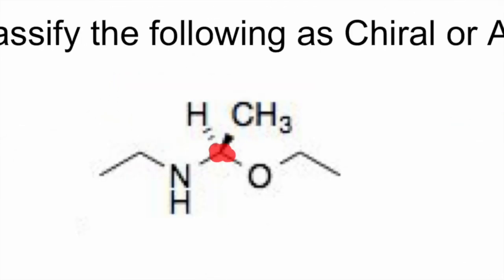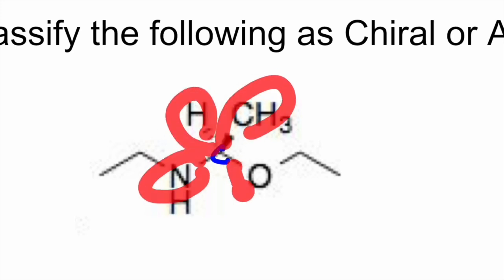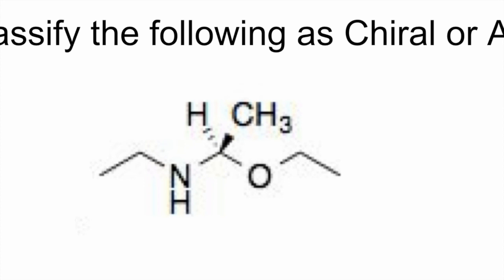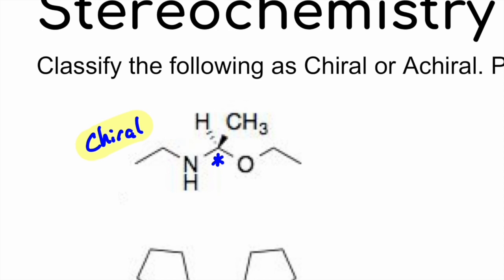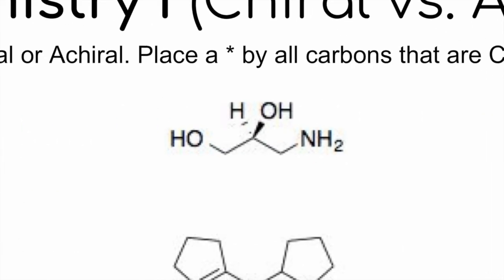So if I look at this, it's a little pixelated here, but I have a carbon here, and then I have an H, a methyl, a nitrogen, and an oxygen. That's 4 different components. So this is chiral. Okay. And I can keep going through this.